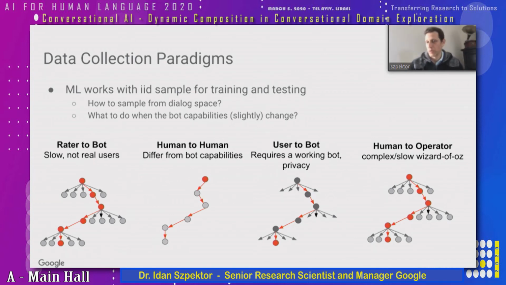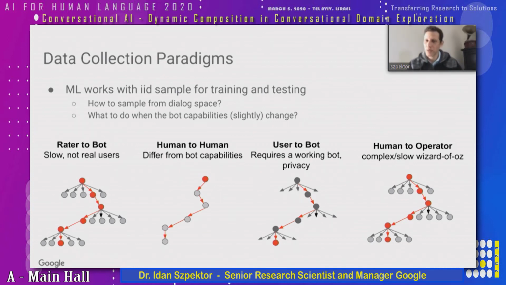There's user to bot. Those are real users talking to the bot. This is great, but first it requires a working bot. So there's a bootstrapping step here. And also there are privacy issues, right? So it's not clear how can we record or collect real user conversations and use them to train a model with all legal and privacy issues. So that's another issue that kind of blocks this direction.